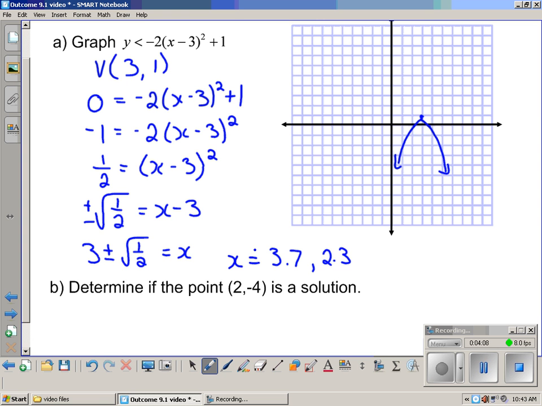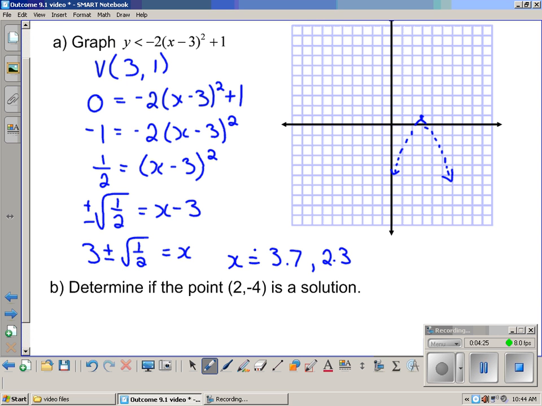Because it's a less than and not less than or equal to, I shouldn't have drawn it with solid lines, I should draw it with dashed lines. So I know that that is the rough shape of my parabola.